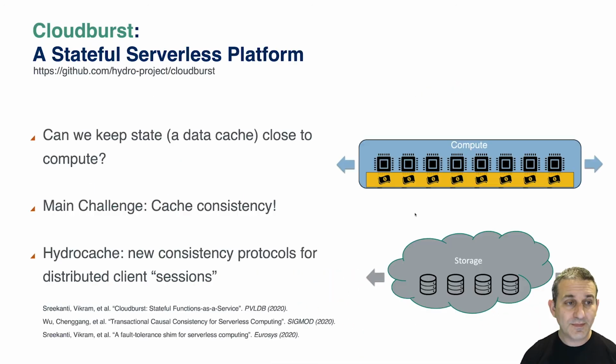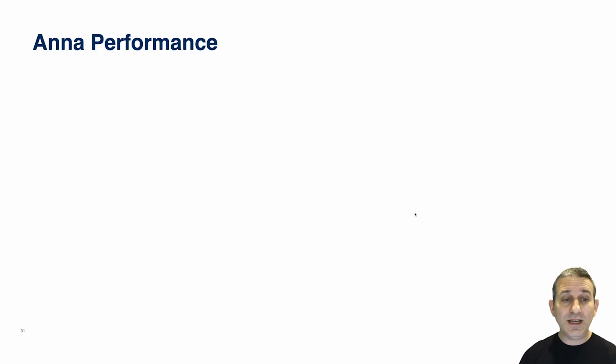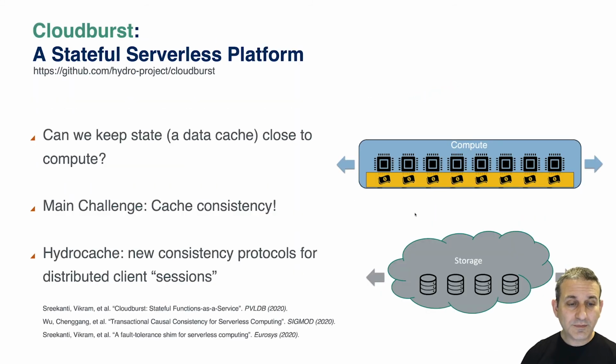Now, Cloudburst is the stateful serverless platform we built above Anna. And the question we were asking is, can we avoid the problem of having to go round trip to storage every time you compute, while still allowing the compute layer to be disaggregated from the storage layer, so that we can scale up the compute as we will, we can scale the storage as we will, but the two are decoupled. Very important design principle for cloud and auto-scaling. And the main challenge here is now not only do we have to make sure that the distributed storage is consistent, we have to make sure that the caches are consistent with storage and consistent with each other.